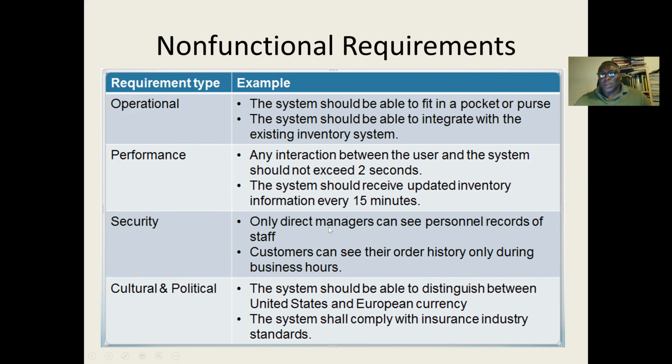In security, an example can be that only direct managers or the president or CEO can get access to personnel records of the staff. Or customers can see their order history only during business hours for security reasons. Then cultural and political, this may pertain to international or global business. For example, the US and Europe have different currencies, or maybe some regulations, insurance, tax rules, etc.